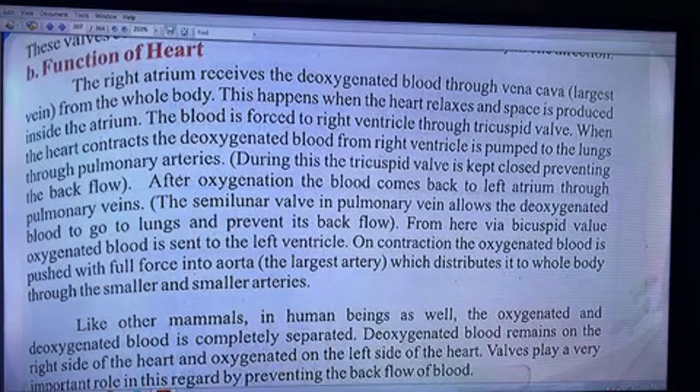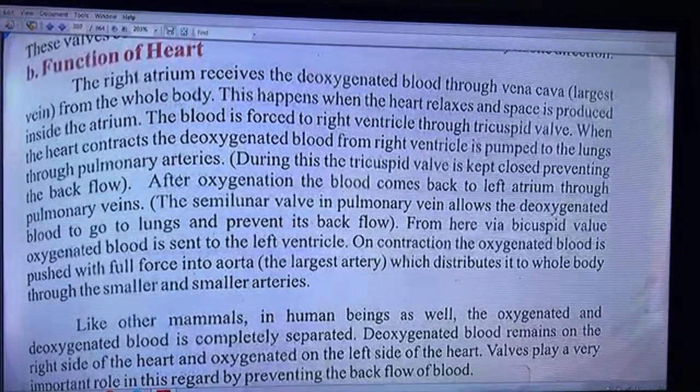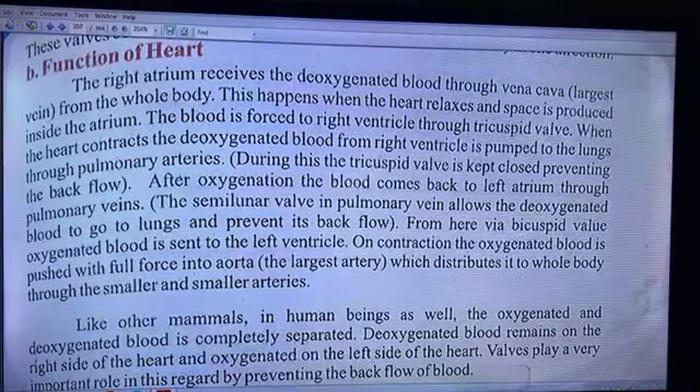Function of the heart. The right atrium receives the deoxygenated blood through the vena cava, the largest vein, from the whole body. This happens when the heart relaxes and space is produced inside the atrium. The blood is forced to the right ventricle through the tricuspid valve. When the heart contracts, the deoxygenated blood from the right ventricle is pumped to the lungs through the pulmonary arteries. During this, the tricuspid valve is kept closed, preventing backflow.